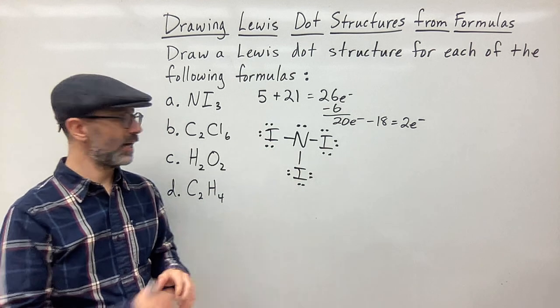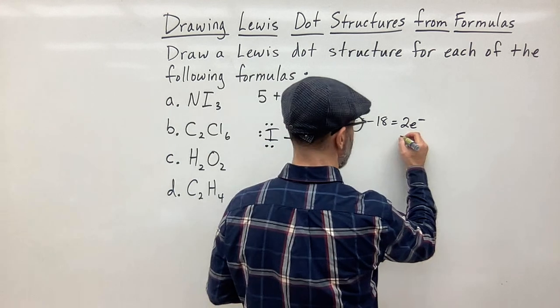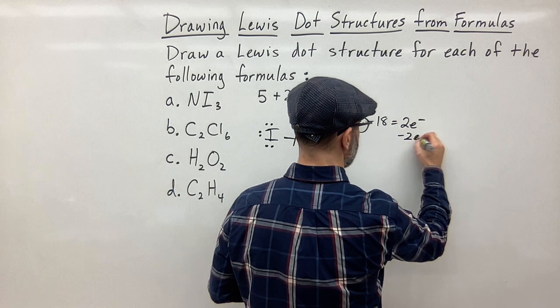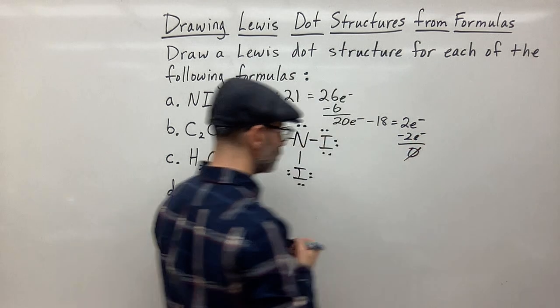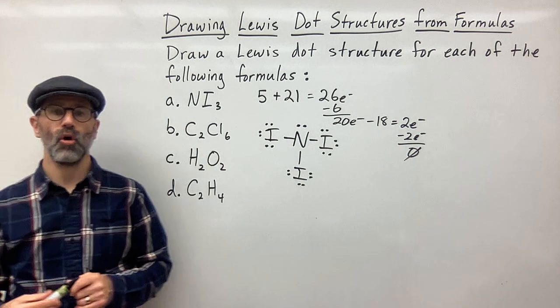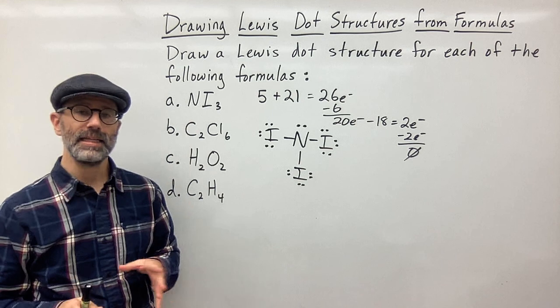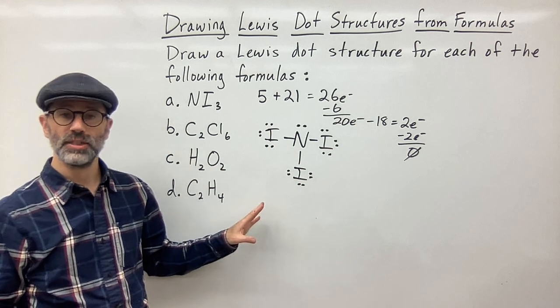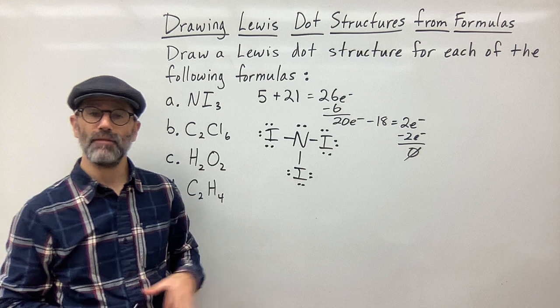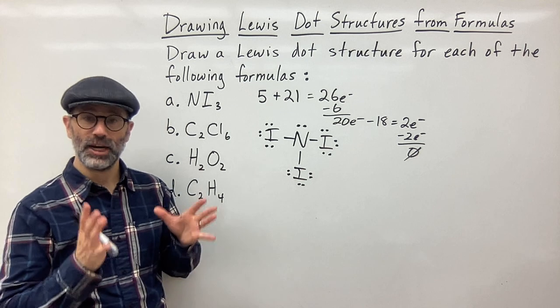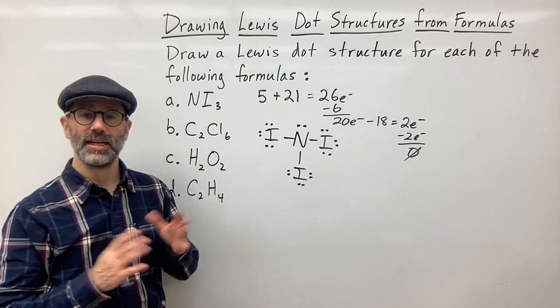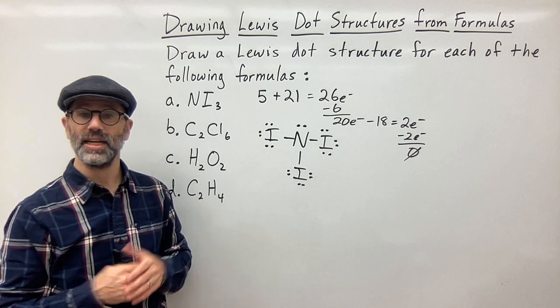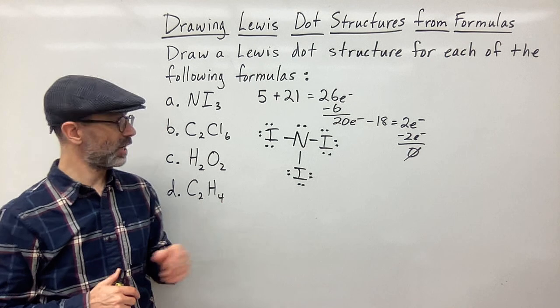So now that I've done that, I need to subtract out the 2 that I used. And now I have no more electrons left over. At this point, you can double check and make sure that your Lewis dot structure is correct, that every atom has an octet, except for those who don't need an octet, like hydrogen, for example.